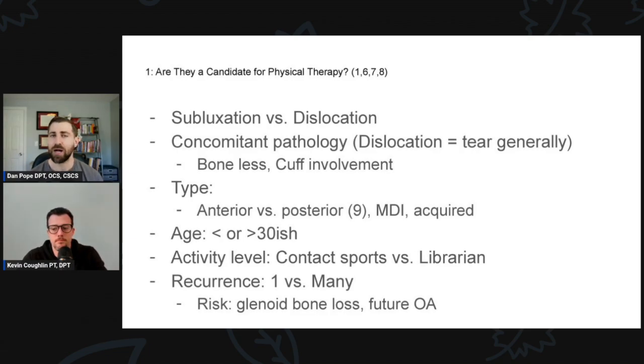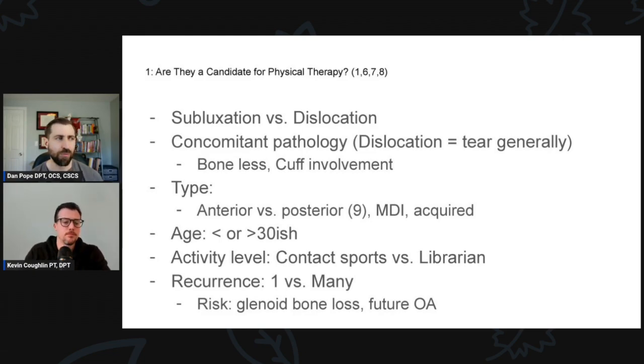Do they have any concomitant pathology? Like I just said, if you fully dislocate, probably have a Bankart tear, right? Which probably is going to need some sort of surgical fixation. Is there any bone loss, any cuff involvement, which these things are also going to dictate whether or not you need to have surgery? What type of instability do you have? And we didn't talk about this much, but there's a little bit of research looking at anterior versus posterior instability. And what they'll find is the folks with posterior instability tend to do a little bit better conservatively, whereas the folks with anterior instability tend to have more recurrences and things like osteoarthritis over the course of time.